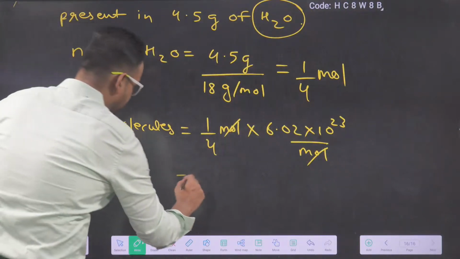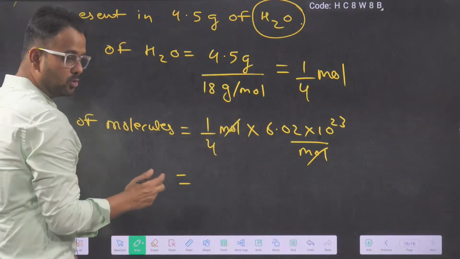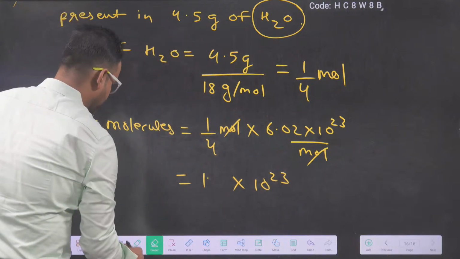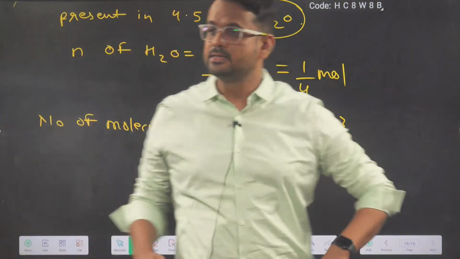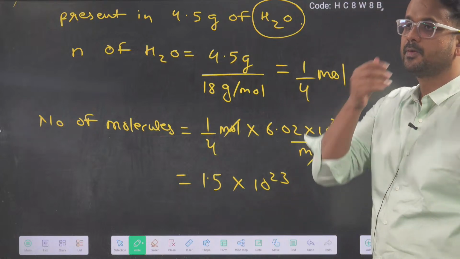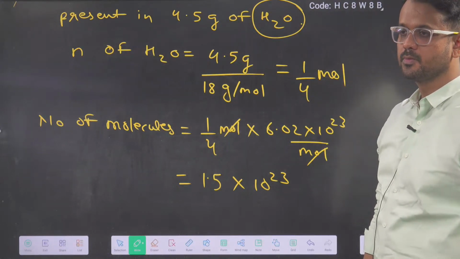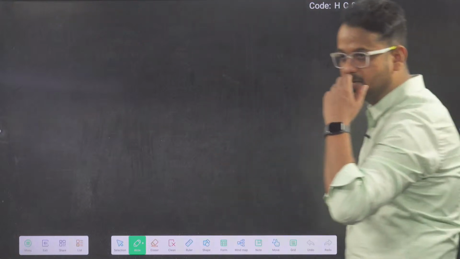And what do you get from here, everybody? This is approximately 6 upon 4, which is 3 by 2. 3 by 2 is 1.5 into 10 to the power 23. Is this okay, everybody? 1.5 into 10 to the power 23. Understood, boys and girls? Excellent. Okay, next problem.